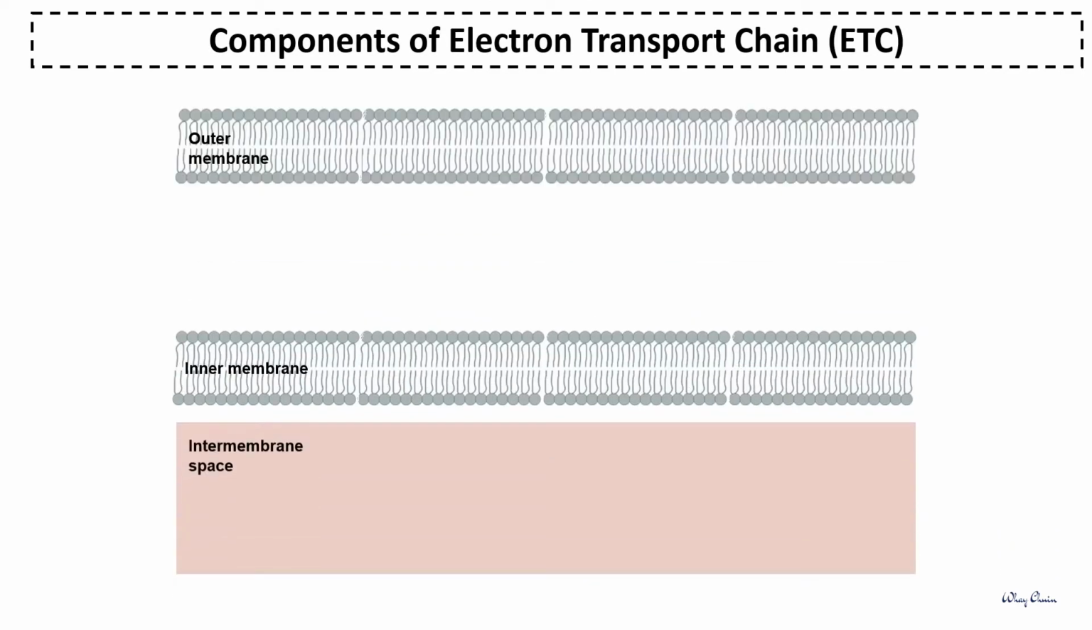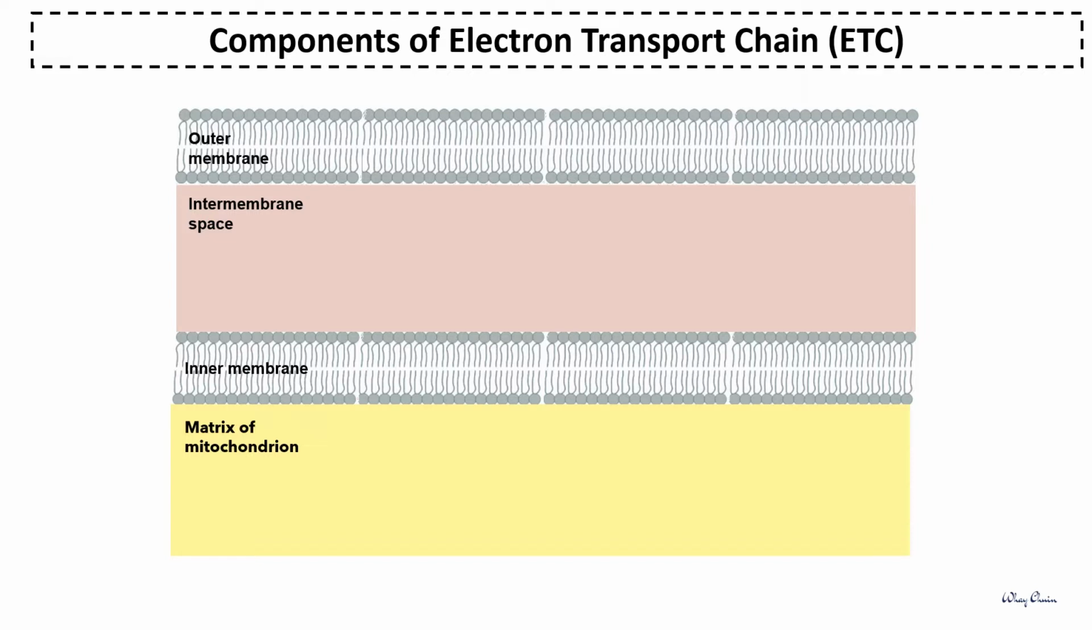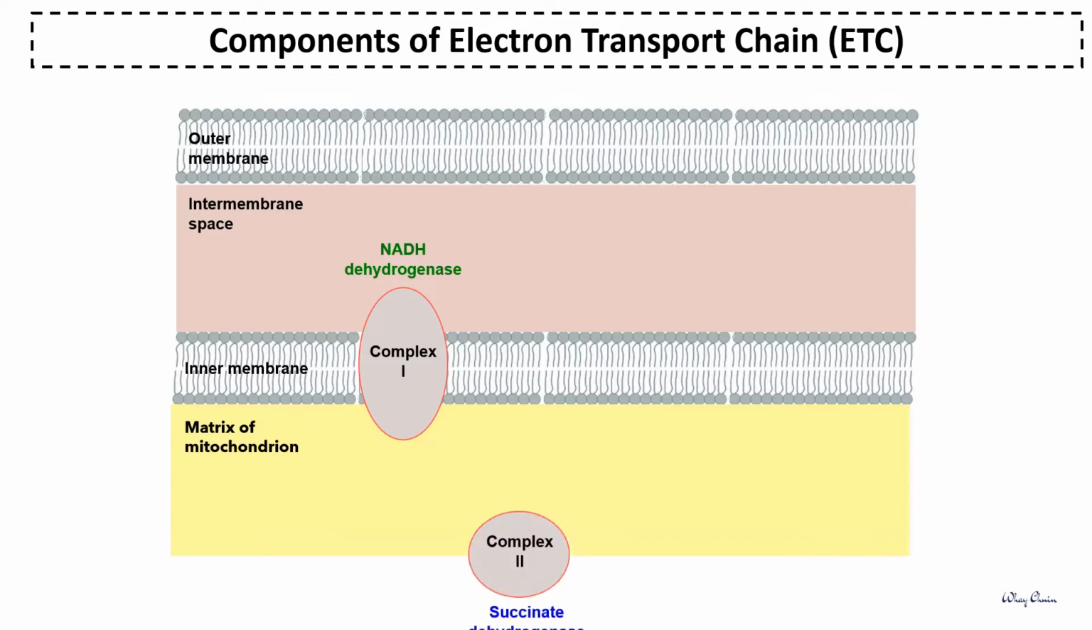The electron transport chain is found in the inner membrane of the mitochondrion, which is a structure that encloses the matrix of the mitochondrion, which is also the fluid-filled space of this organelle. The first component is complex 1, also called NADH dehydrogenase. It's a transmembrane protein. The second complex, complex 2, is called succinate dehydrogenase, and is partially embedded in the inner membrane of the mitochondrion.